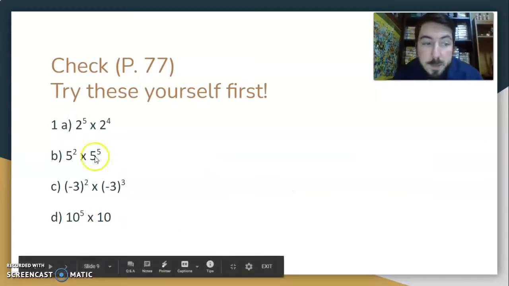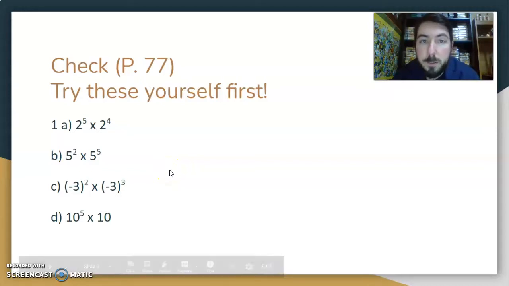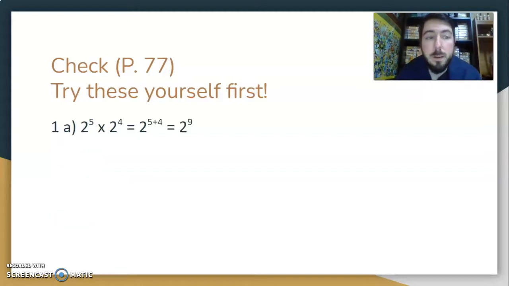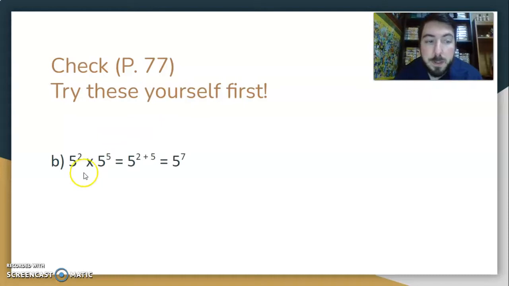So on page 77, there are 4 questions there. So try them yourself first, and I'm just going to go over the answers in a moment. So the first one, 2 to the power of 5 times 2 to the power of 4. We just do 5 plus 4, which equals 9, so 2 to the power of 9 is our new exponent. The next one, 5 to the power of 2 times 5 to the power of 5. We just do 2 plus 5, which equals 7. So the answer is 5 to the power of 7.